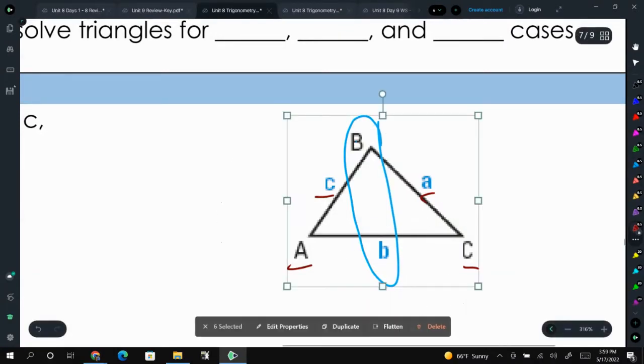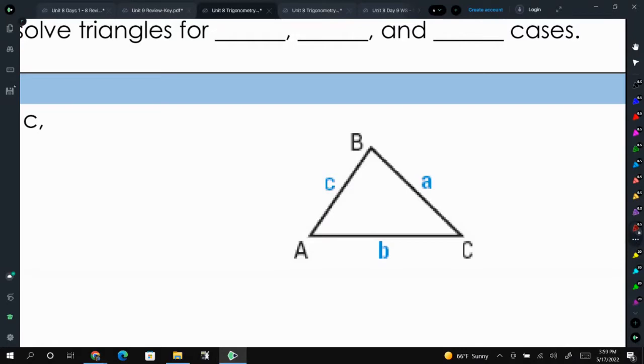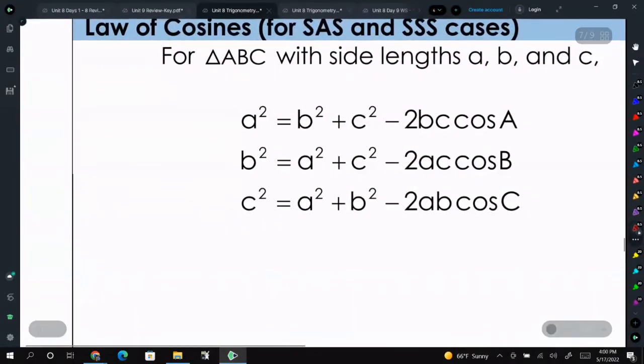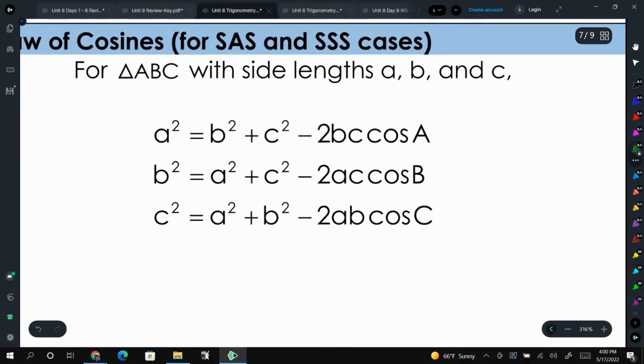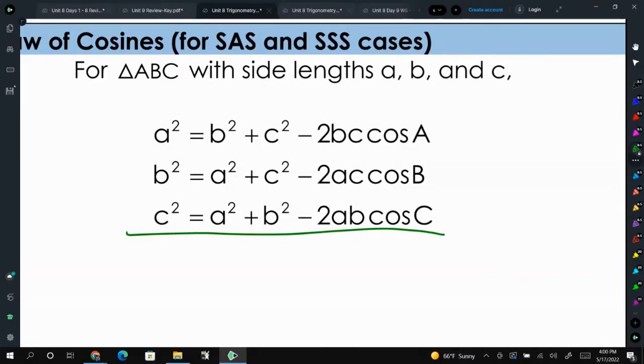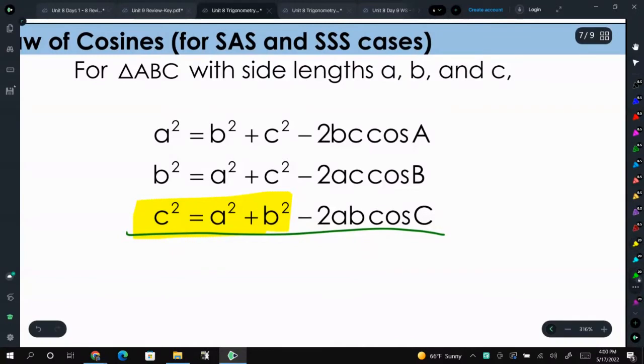Now, the law of cosines is kind of like the Pythagorean theorem, but you don't need to be able to make one complete loop with both sets of information. Let's look at c squared equals a squared plus b squared minus 2ab times the cosine of C. You know this as the Pythagorean theorem, c squared equals a squared plus b squared. It's this extra stuff here that makes it the law of cosines.